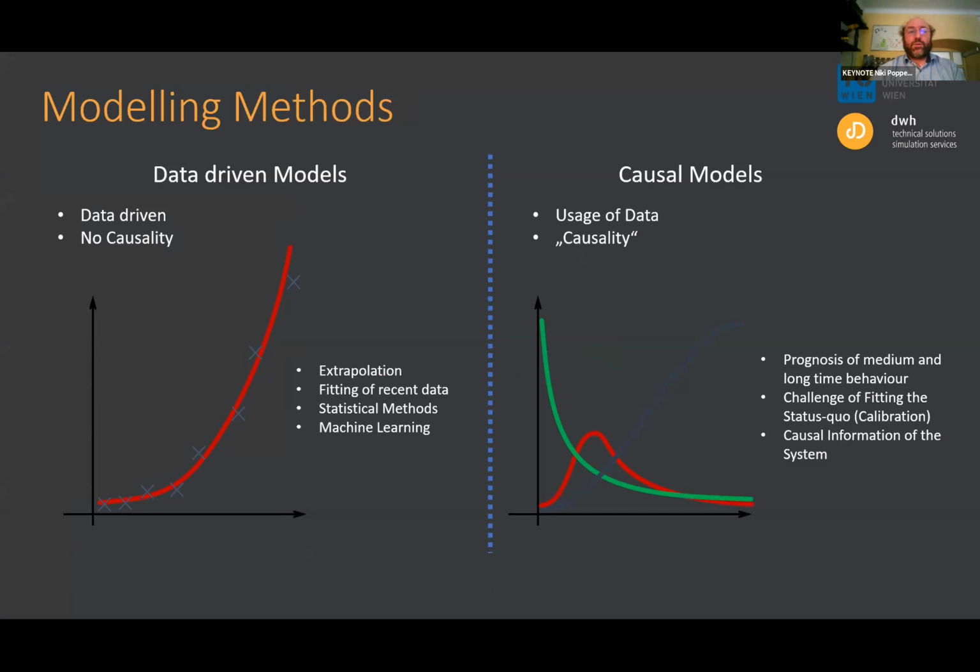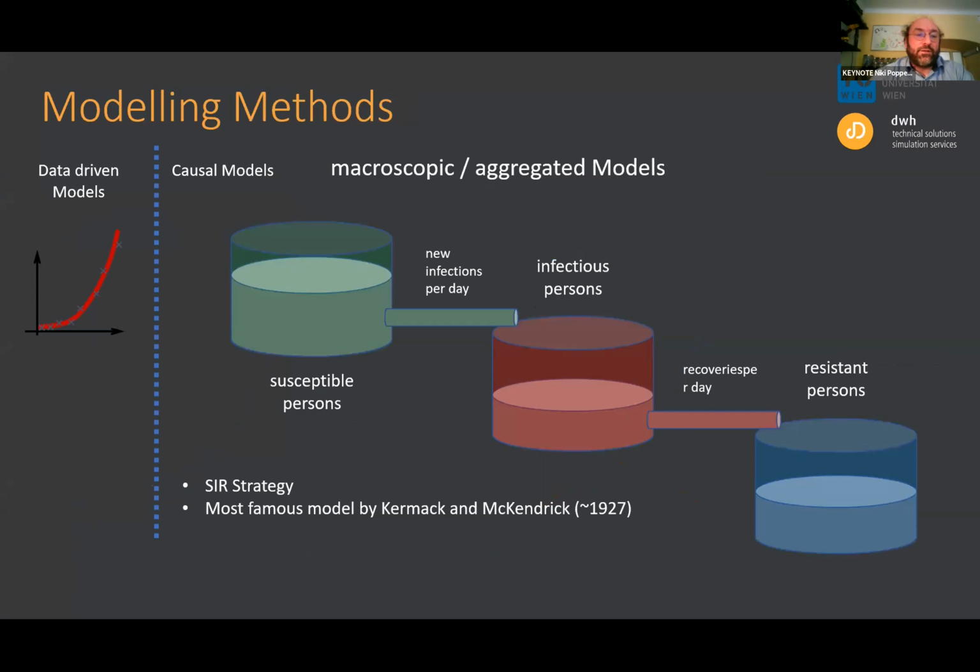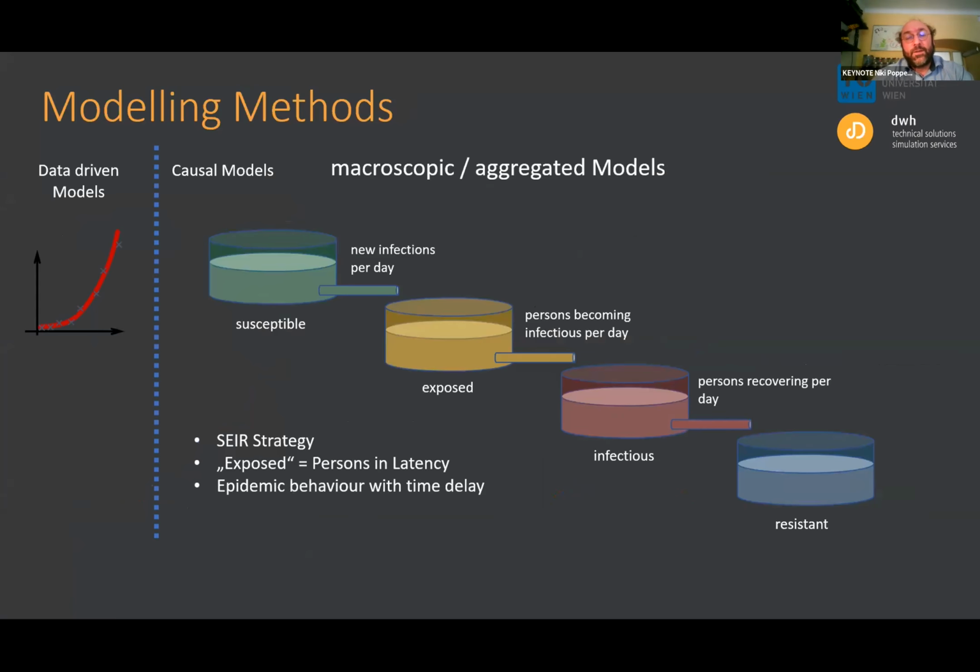So what are possible modeling methods? Probably most of you know, we can differentiate between data-driven models and causal models. I don't have to go into detail, of course. Data-driven models will try to fit with statistical methods or other processes to reproduce the scenarios we have. And causal models can be separated into macroscopic and aggregated models with a classical SIR strategy. So we have susceptible persons, infectious persons, and resistant persons. In this case, we would need more of this because we need also the exposed persons.